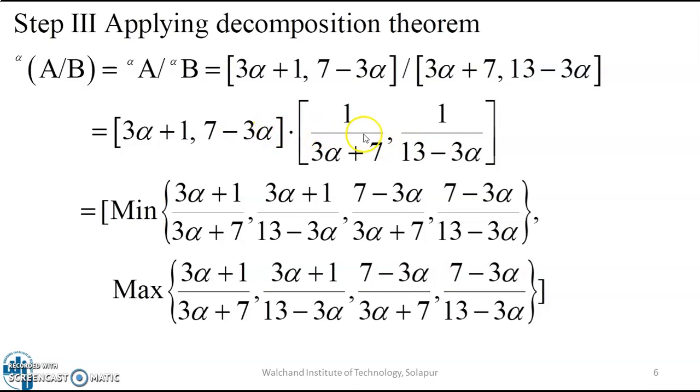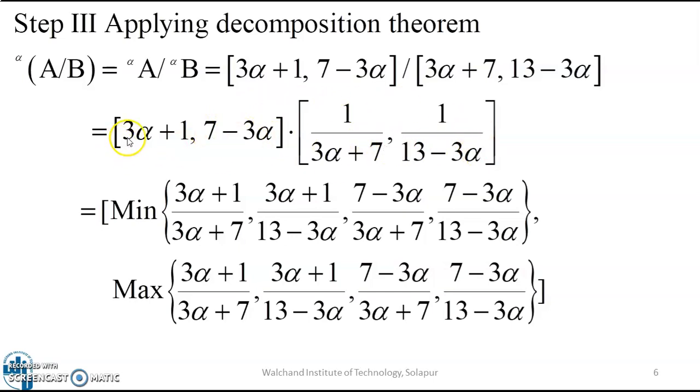And again this is a product, and we know that the product of two closed intervals is defined by the minimum and maximum of four expressions. These four expressions are obtained by taking the product of initial with initial, initial with end, end with initial, and end with end.